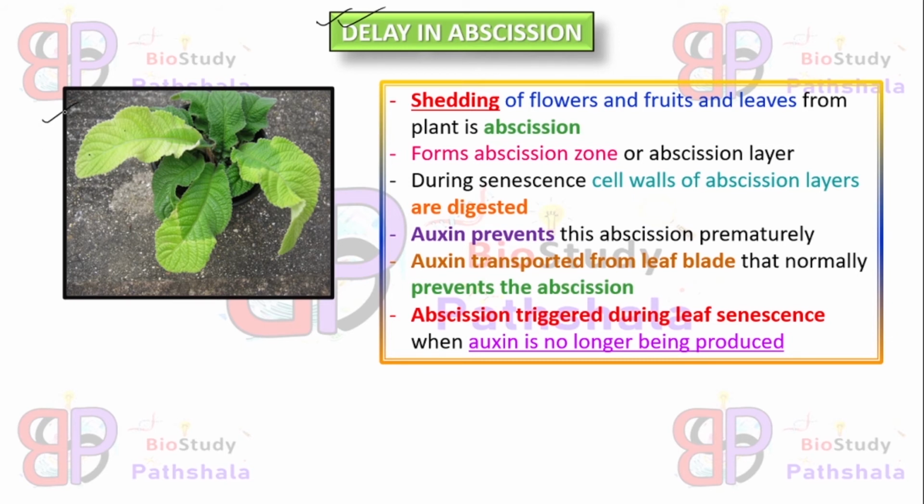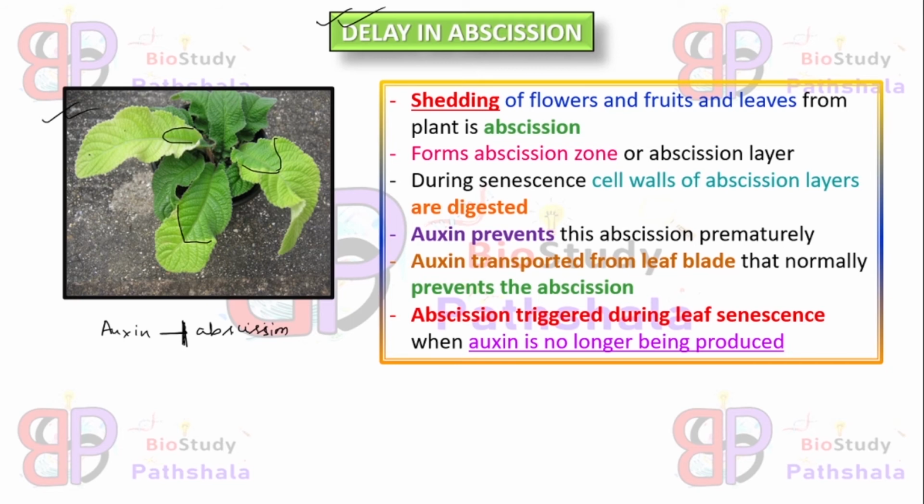As you can see in this figure, these are the abscission zones. Abscission occurs from the abscission zone or abscission layer. Auxin prevents this particular abscission procedure. Particularly in premature leaves or premature fruits and flowers, auxin prevents abscission, and during leaf senescence, when abscission is triggered, auxin is no longer being produced in those particular parts.